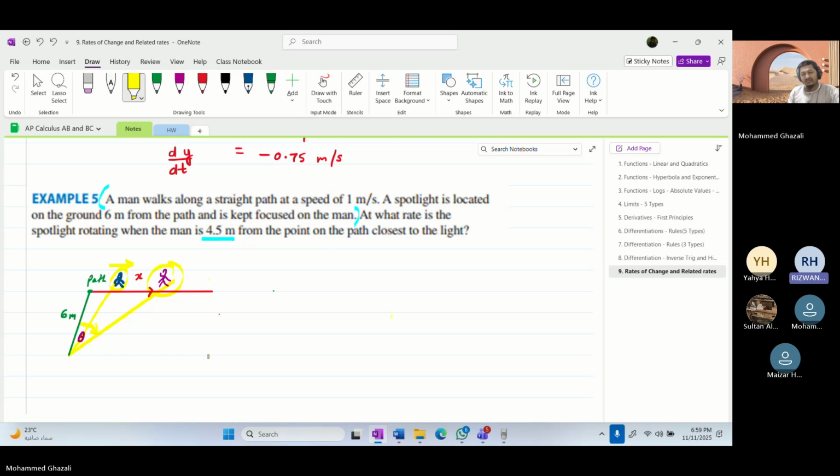Make sense? So we're looking for d theta dt. Sorry, I just drew this incorrectly. This should have been a 90-degree angle, okay? Because it's on the floor, it's on the ground. Okay.